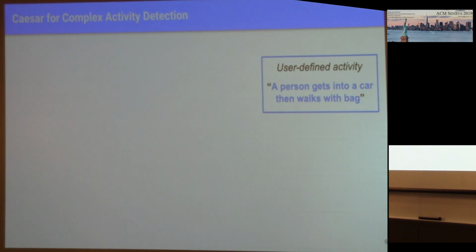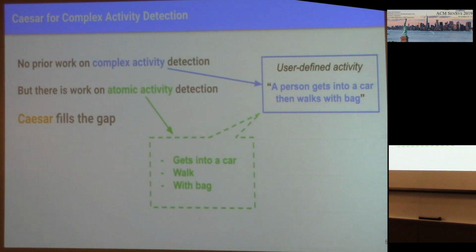Okay, let's look into detail about the user-defined action. You can see this is a pretty long sequence, and we call it a complex activity. On the contrary, we also have the concept of an atomic action, which, as you can see here, are just smaller components of a complex activity. So far, there's no prior work on complex activity detection, but there are already many atomic action detection works in both the systems community and the vision community. And Caesar will be the first to fill the gap.